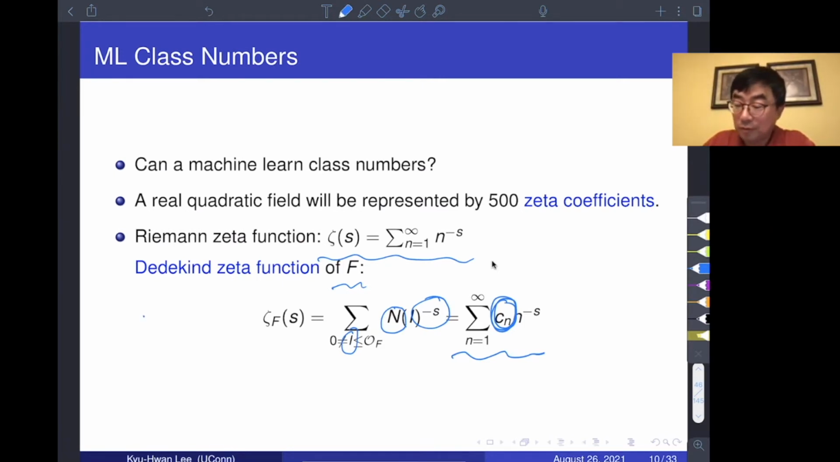And of course, we could just show D only, and D itself has all the information, but actually it would be very hard for a machine to do anything with just D. So instead, we calculate the zeta coefficients and then present a real quadratic field by these 500 zeta coefficients.